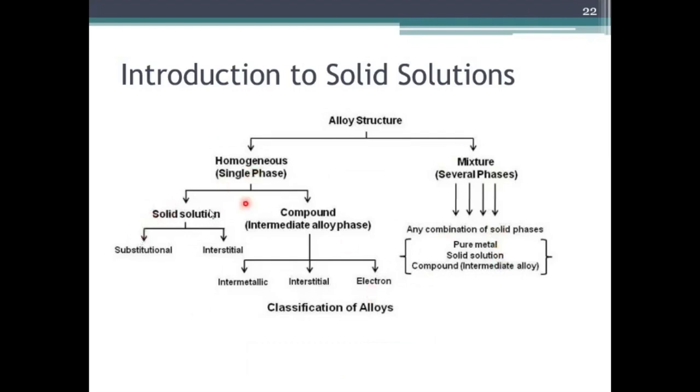Okay, and here in the homogeneous format we have two categories. One is a solid solution category, wherein we have two types. One is substitutional and the other one is interstitial. Substitutional is nothing but one element entering the space of another element. It will be substituted. One element will be substituting the other element. Okay, and the next one is the interstitial element. What the alloy homogeneous structure is, wherein the interstitial format.